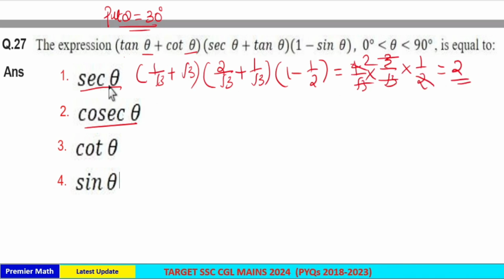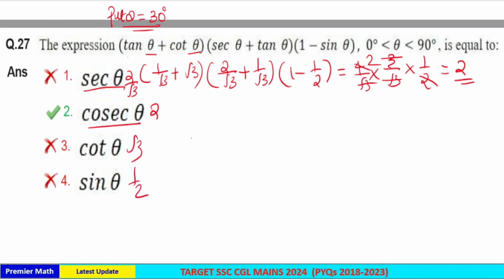Now check the options. Sec 30 means 1 by cos 30, which is 2 by root 3. Cosec 30 is 1 by sin 30, which is 2. Cot 30 is root 3 and sin 30 is 1 by 2. So you can see option 2 is your answer.